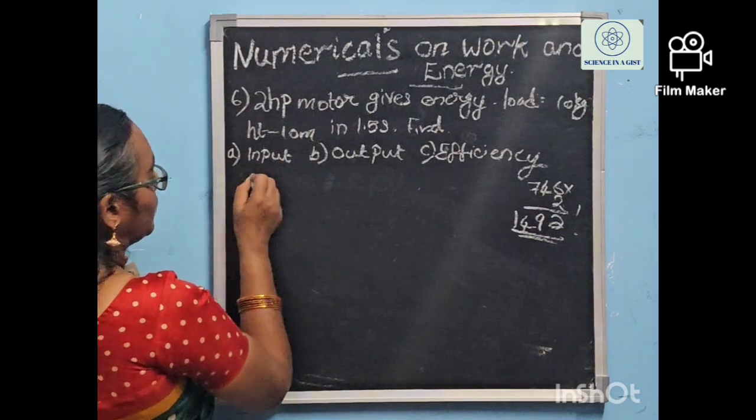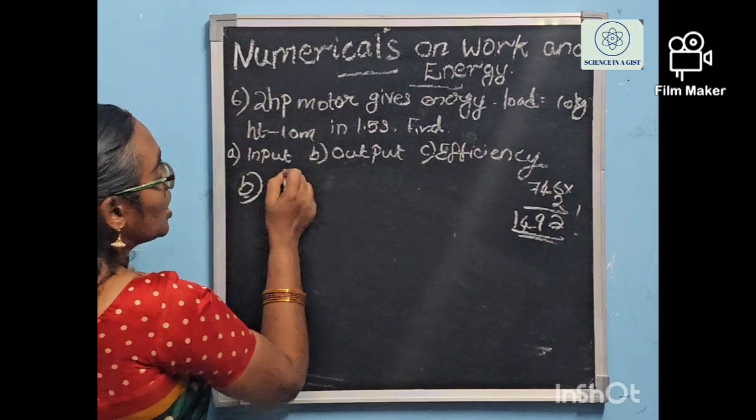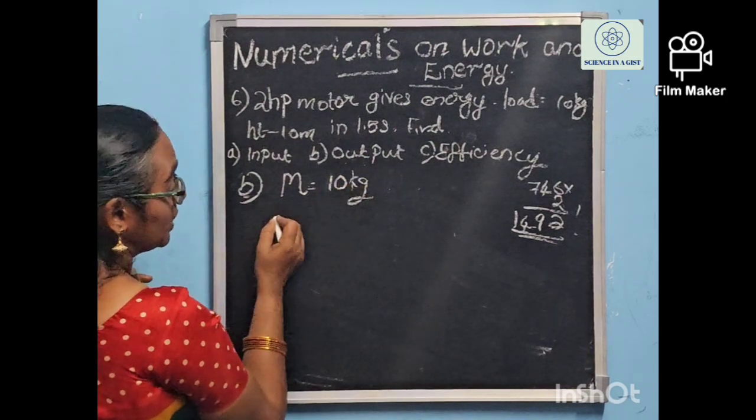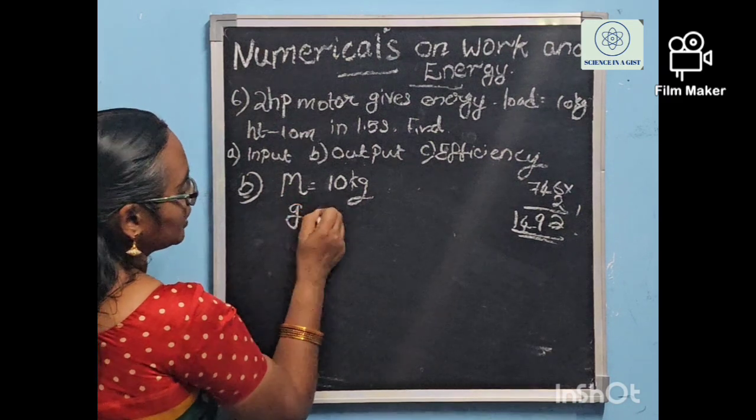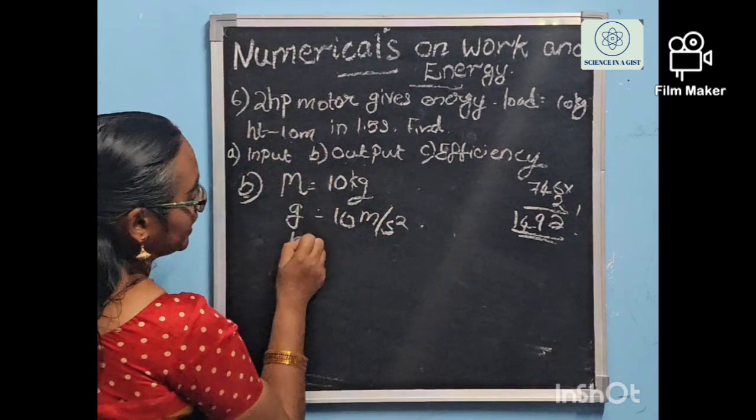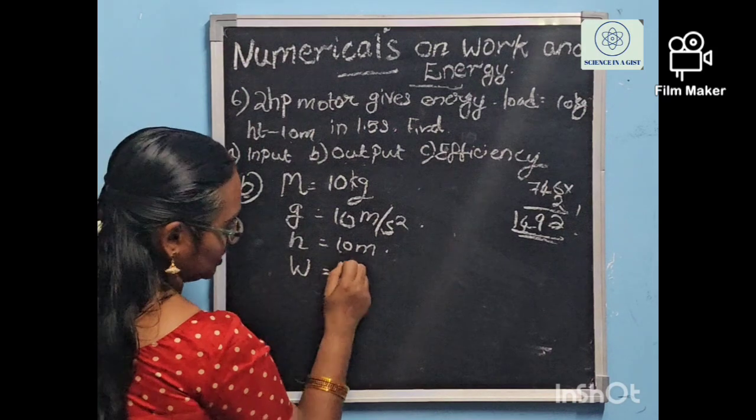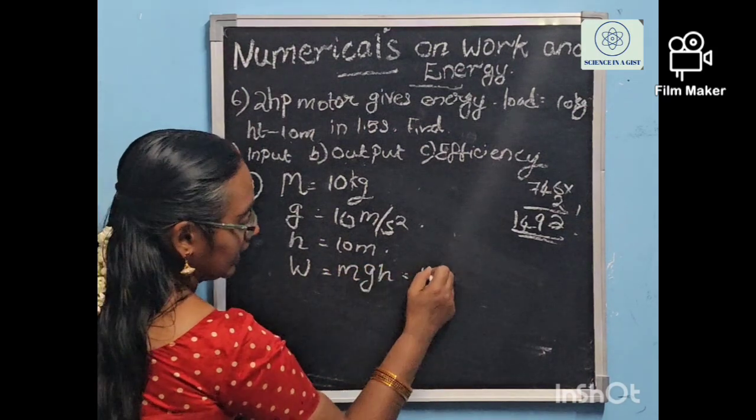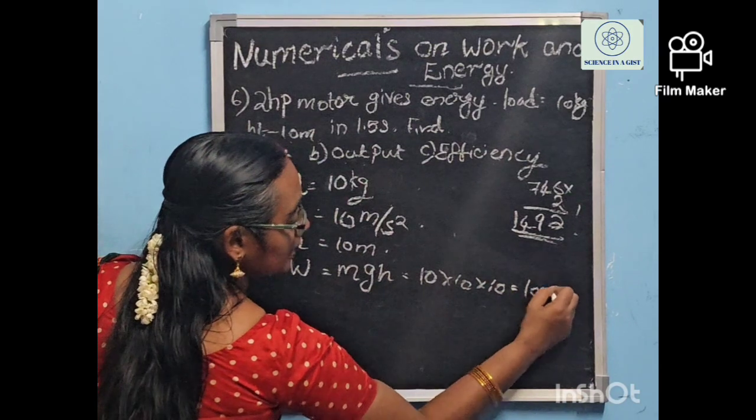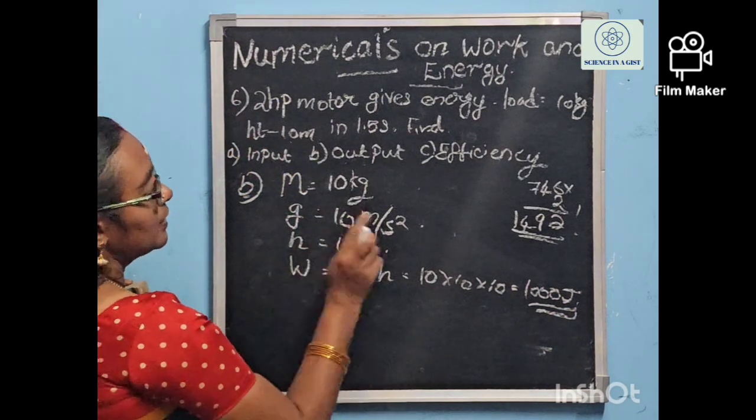See, for output. Output, what is that? mgh. How much mass it is taking? 10 kilo. And what is the gravity? It is taken as 10 meter per second square. And to which height it is taking? 10 meter. So what is the work done over here? mgh is equal to 10 into 10 into 10, which is 1000 joule. This is the output work.